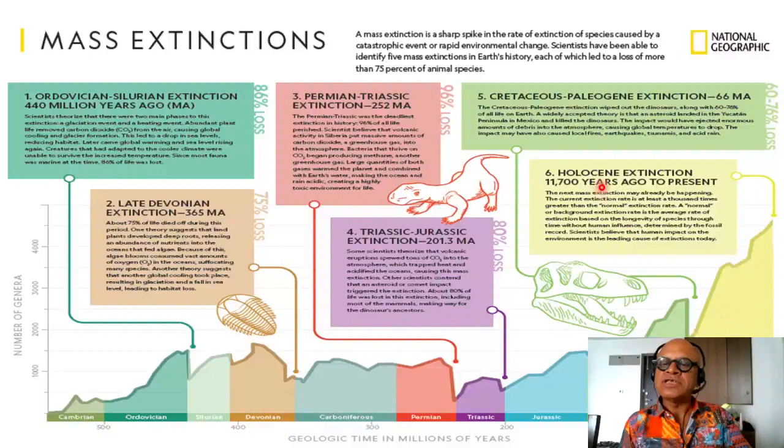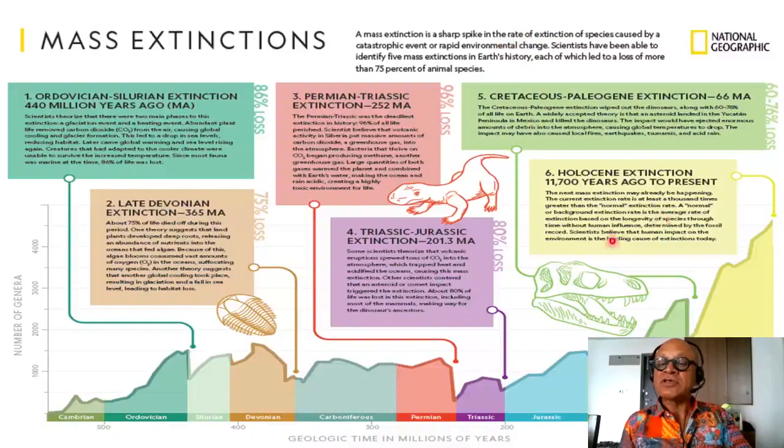So the Holocene extinction, 11,000 years ago to present. The next mass extinction may already be happening. The current extinction rate is at least 8,000 times greater than the normal extinction rate. So considering the definition of mass extinction, this argues that we meet this definition.